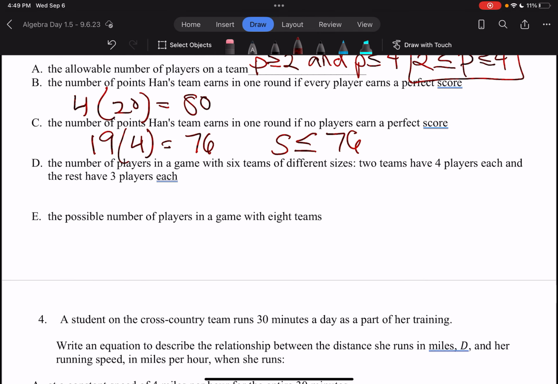Letter D says the number of players in a game with 6 teams of 2 different sizes. So 2 teams have 4 players each, and the rest have 3 players each. So 6 teams, 2 teams have 4 players, so 2 times 4 is 8, plus the remaining teams, if there were 6 total, that means there's 4 more teams left, and they have 3 players each. So 8 plus 12 is 20.